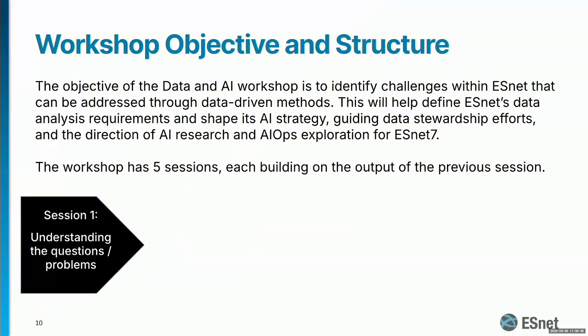So this was the statement that I put in, right? The objective of the Data and AI workshop is to identify challenges within ESNet that can be addressed through data-driven methods. This will help define ESNet's data analysis requirements and shape its AI strategy, guiding data stewardship efforts and the direction of AI research and AI ops exploration for ESNet 7. So this was basically the prompt that I put in, and it generated that message, right?